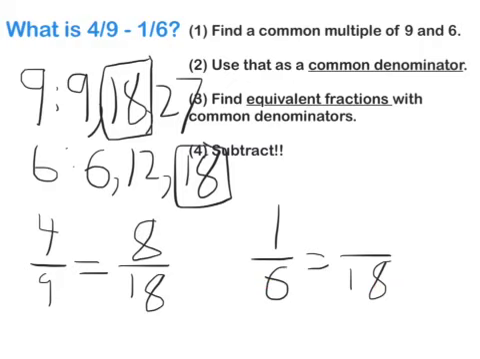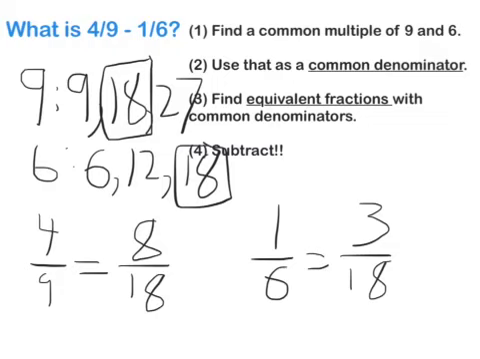Looking over here, 6 has obviously been multiplied by 3 to get 18. So I need to do the same thing to my numerator. Hopefully you can see that 1/6 is equal to 3/18. Now I've come up with equivalent fractions with common denominators. I got my 8/18 and 3/18. They're equivalent to my original fractions.